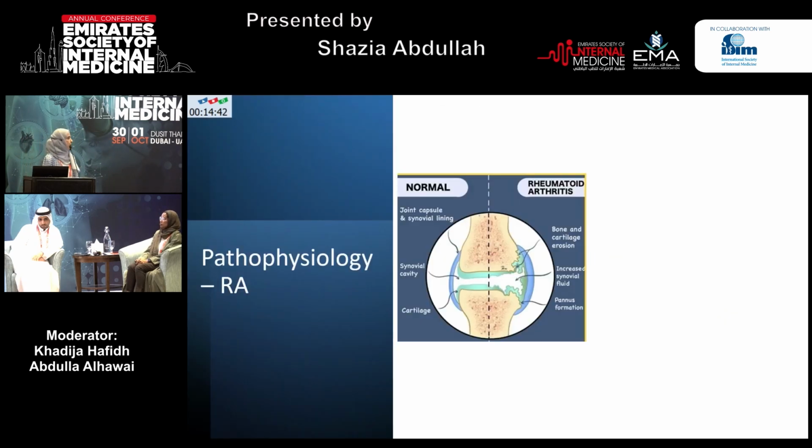The pathophysiology of rheumatoid arthritis. So I'm just going to go over a little bit into the pathophysiology. This is a normal joint. So you can see that this is a healthy green cartilage. This is the fibrous capsule, and then you've got the synovium in the middle here.